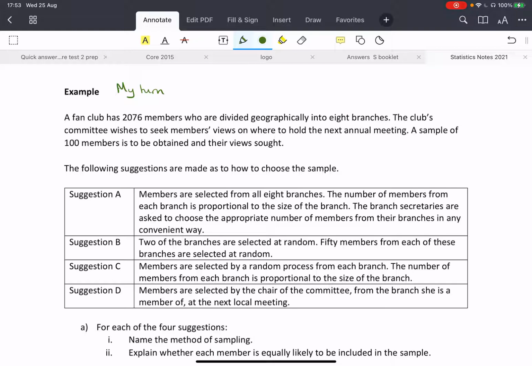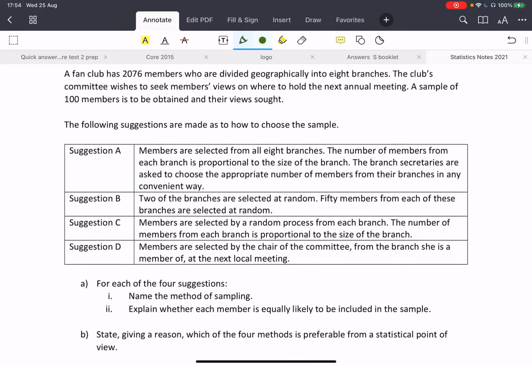Okay, so we've got a fan club. It has 2,076 members who are divided geographically into 8 branches. The club's committee wishes to seek members' views on where to hold the next annual meeting. A sample of 100 members is to be obtained and their views sought. The following suggestions are made as to how to choose the sample. So we've got to look at these suggestions.